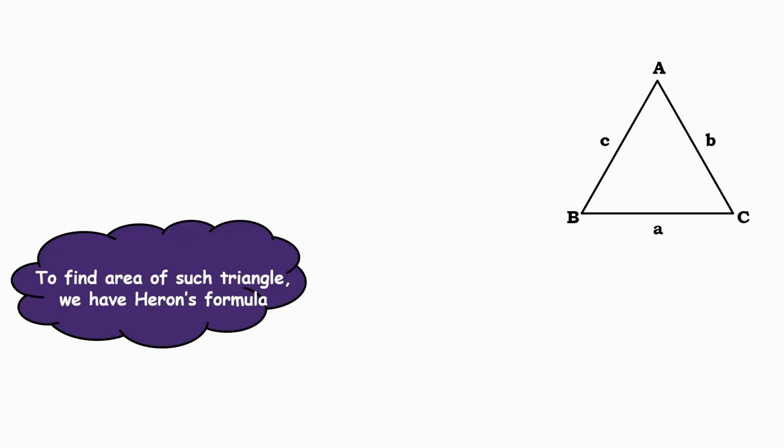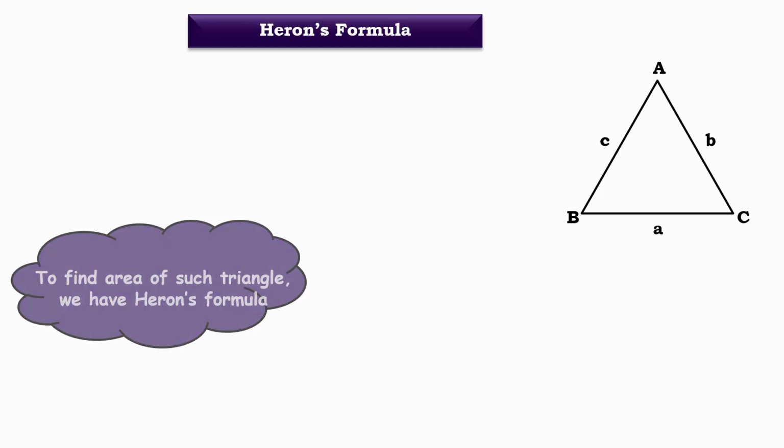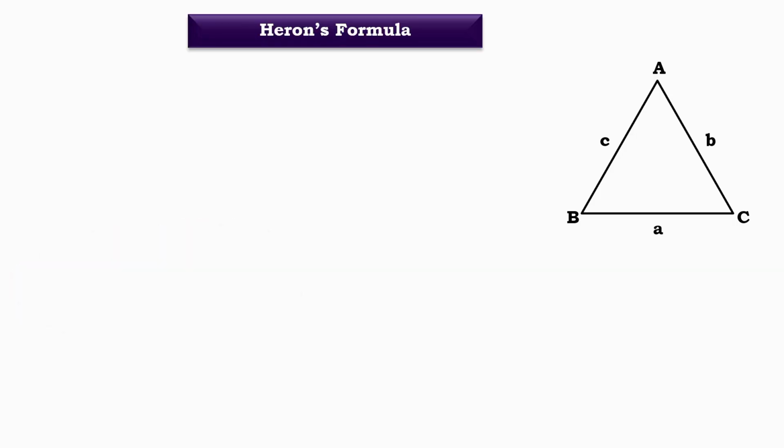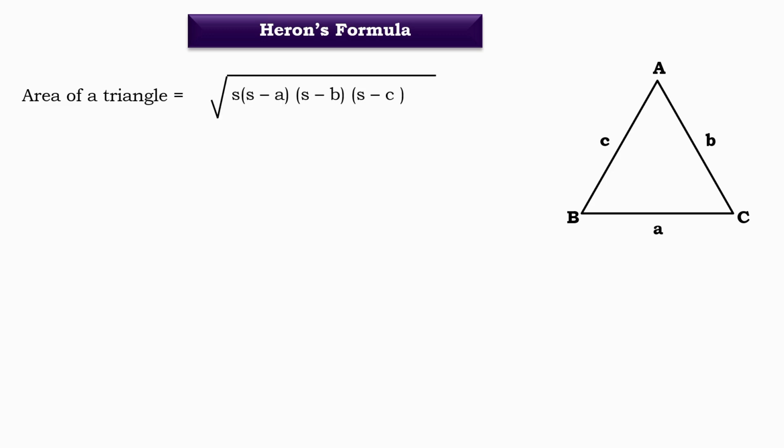Now to find the area of such a triangle, we have Heron's formula. Heron's formula is required whenever you know the three sides of the triangle and you need to find the area of the triangle. So what is the formula? The area of the triangle is equal to the square root of s into (s minus a) into (s minus b) into (s minus c). Now here, what is s, that we will discuss soon.